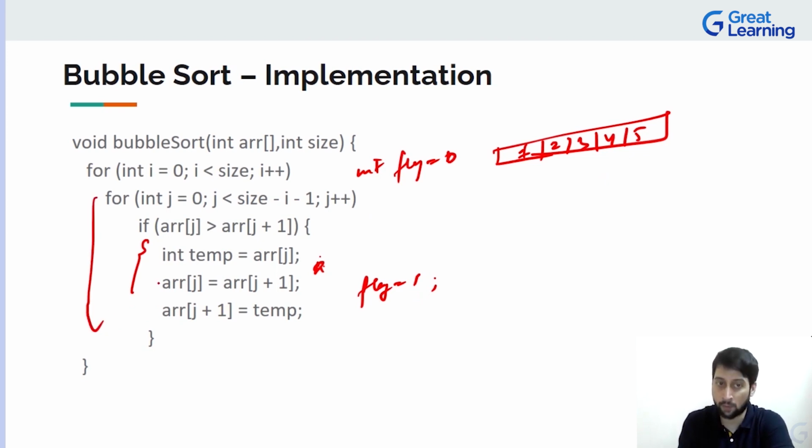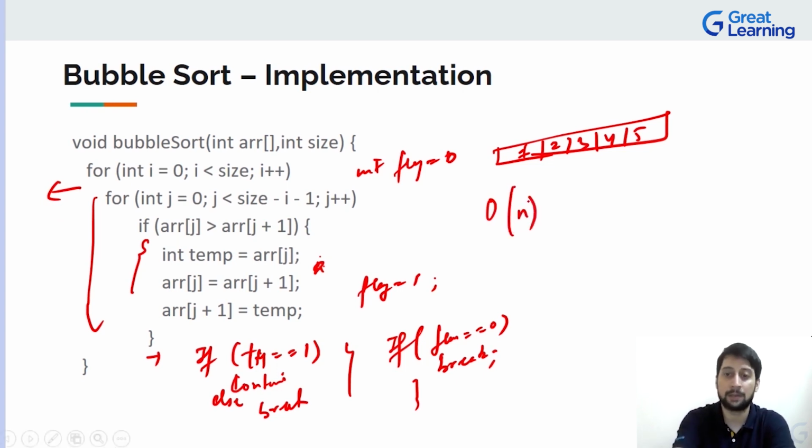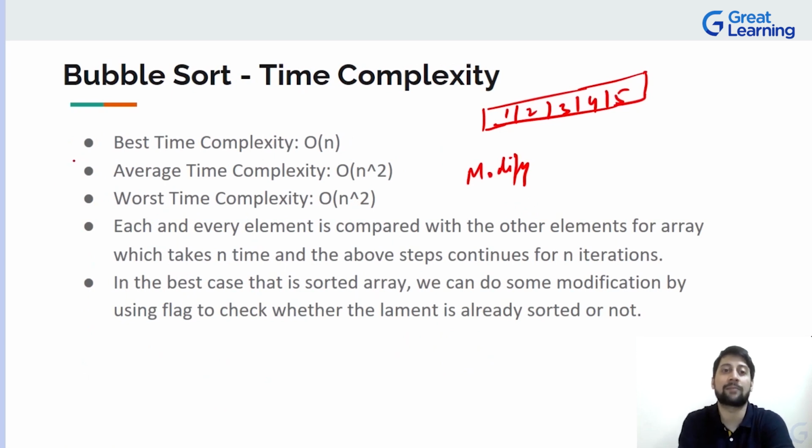After this for loop is executed once, I will just check if my flag is equal to 1. If my flag is equal to 1, that means our array is not sorted and I will continue. Else, I can say break, or you can just write it like this: if flag is equal to 0, then break. That means no need to check for the rest of the elements, and we will be out of this outer loop and we will be boiling down this time complexity to big O of n. Okay, so that is what is written in here. The best case when we modify our bubble sort, it will be big O of n, right? So this is all about time complexity.